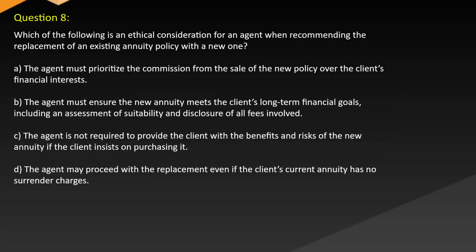Question 8. Which of the following is an ethical consideration for an agent when recommending the replacement of an existing annuity policy with a new one? A. The agent must prioritize the commission from the sale of the new policy over the client's financial interests. B. The agent must ensure the new annuity meets the client's long-term financial goals, including an assessment of suitability and disclosure of all fees involved. C. The agent is not required to provide the client with the benefits and risks of the new annuity if the client insists on purchasing it. D. The agent may proceed with the replacement even if the client's current annuity has no surrender charges.